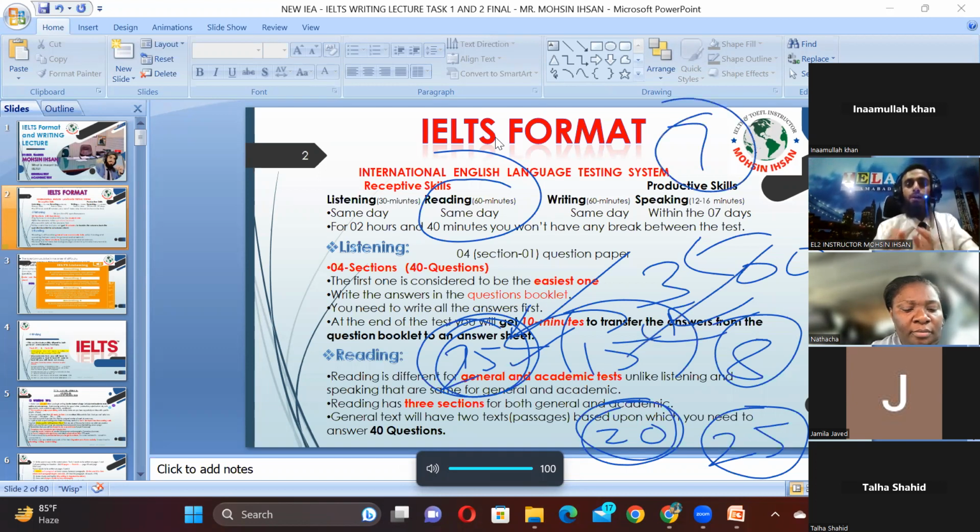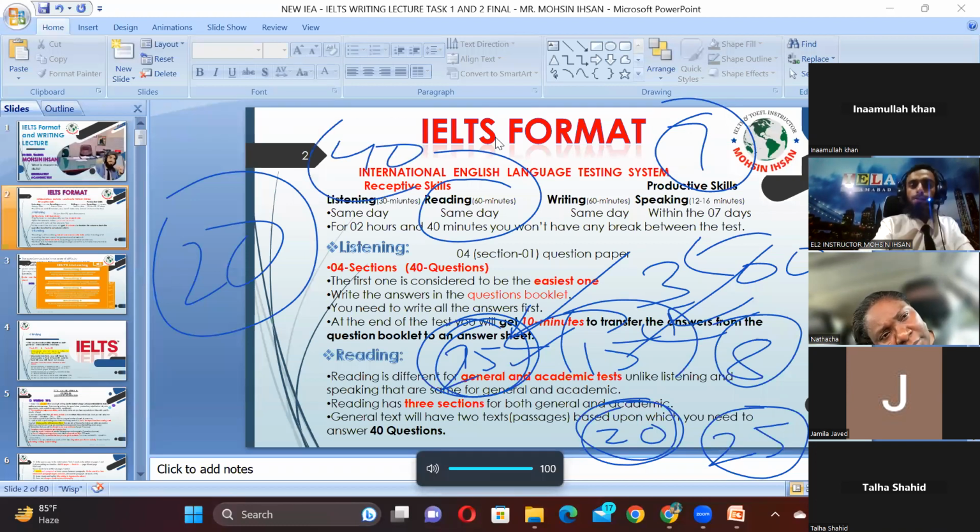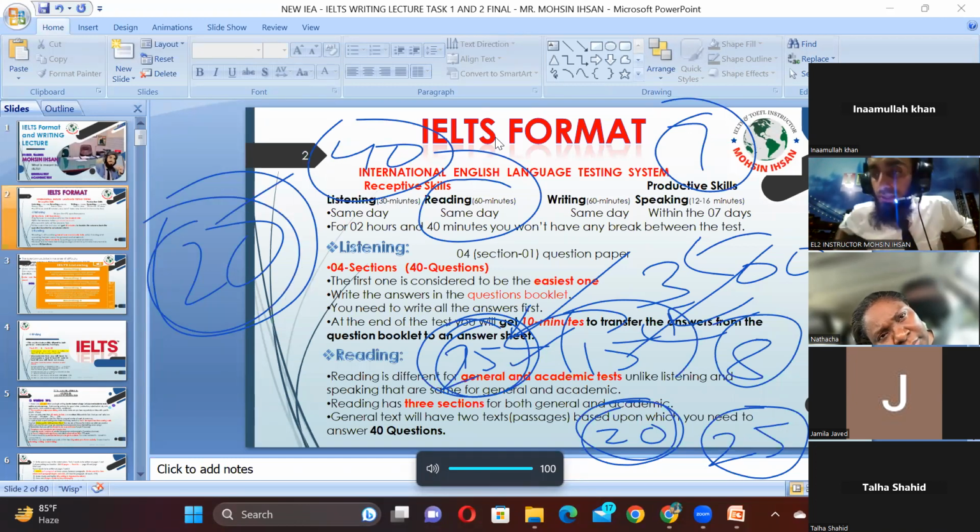For Band 7, you must not spend more than 20 minutes on each passage. 3 passages, each passage contains 7 paragraphs along with 10, 13, 14 questions. Total 40 questions, right? This must be the criteria. Another thing: IELTS Band 8 students read 1 paragraph in 1 minute.